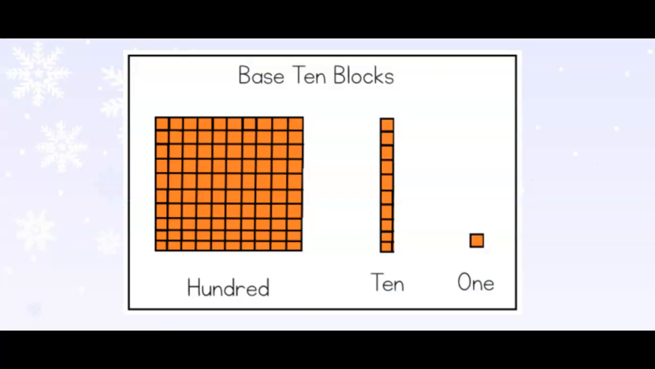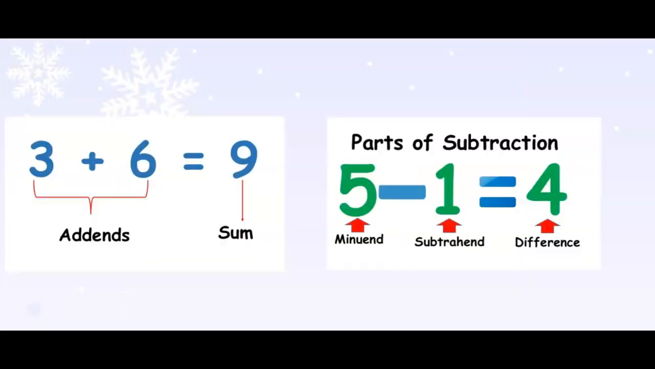Let's review our vocabulary. First, base 10 blocks. We can add and subtract using base 10 blocks. The base 10 blocks are the ones, the tens rods, and the hundred squares. In an addition problem, we call the numbers addend plus addend equals sum. In a subtraction problem, the numbers are called minuend minus subtrahend equals difference.